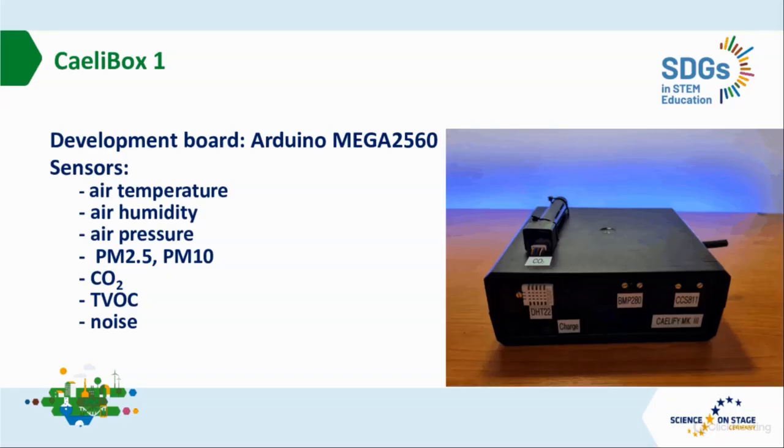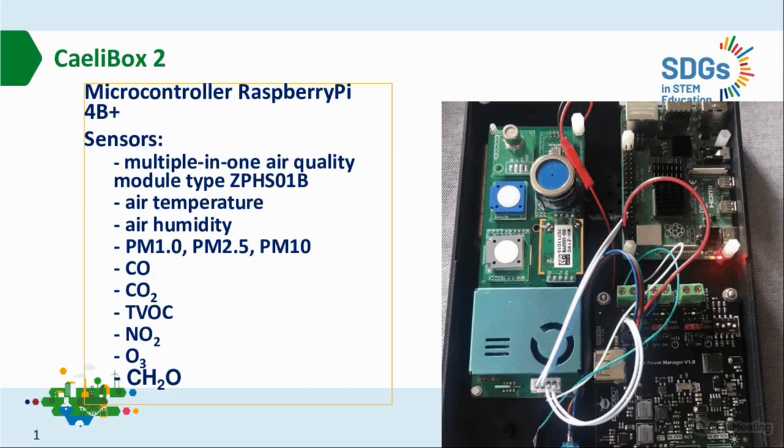Then we can go back to the presentation. The next one is the CaeliBox 2. In this case, the heart was not an Arduino. It was a Raspberry Pi 4B. And there were other sensors, as you see. This box, which I'll present at the end, has particulate matter 1, 2.5, and 10.